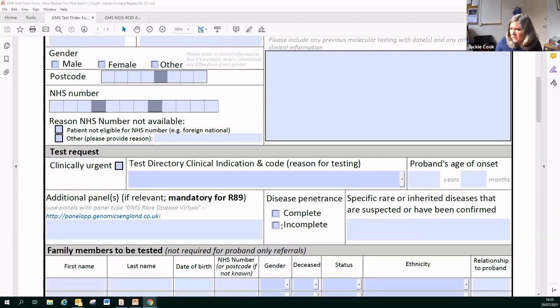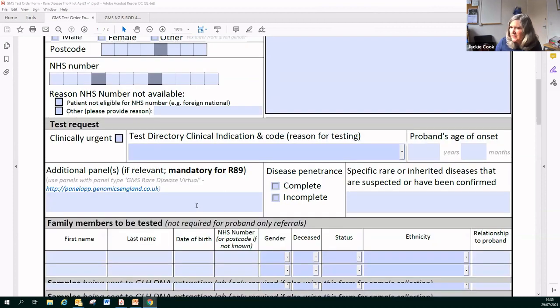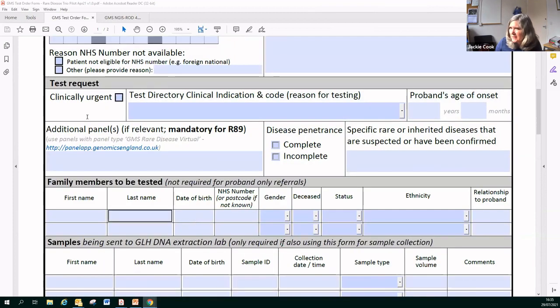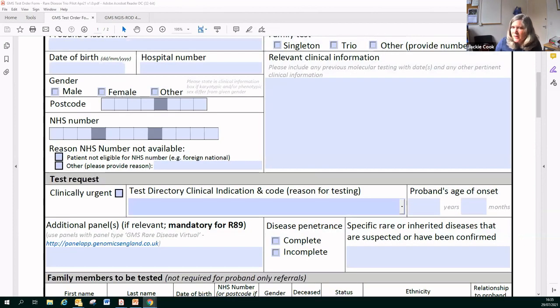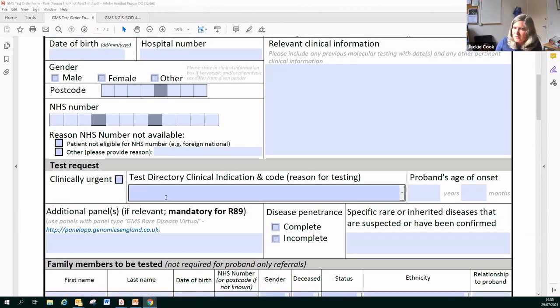Then what you need to do is put in the panel that you're going to do. This is where that R code comes in. You need to say that you're going to do R195 in the cystic renal panel.